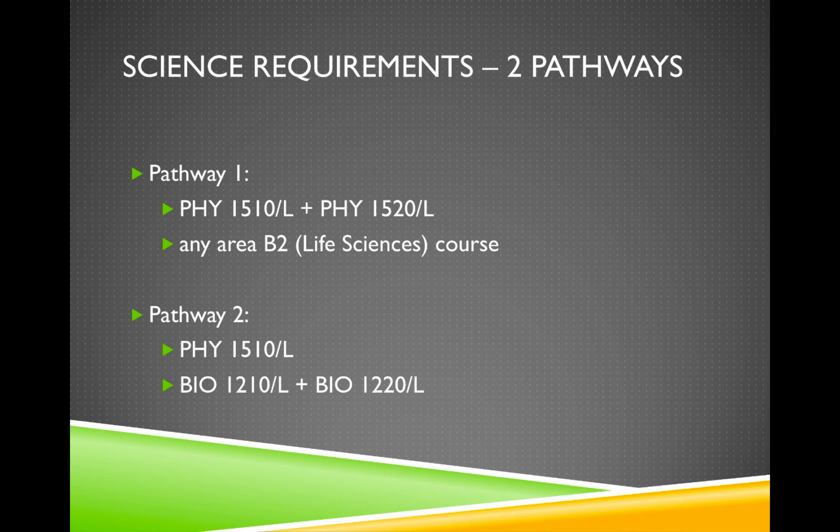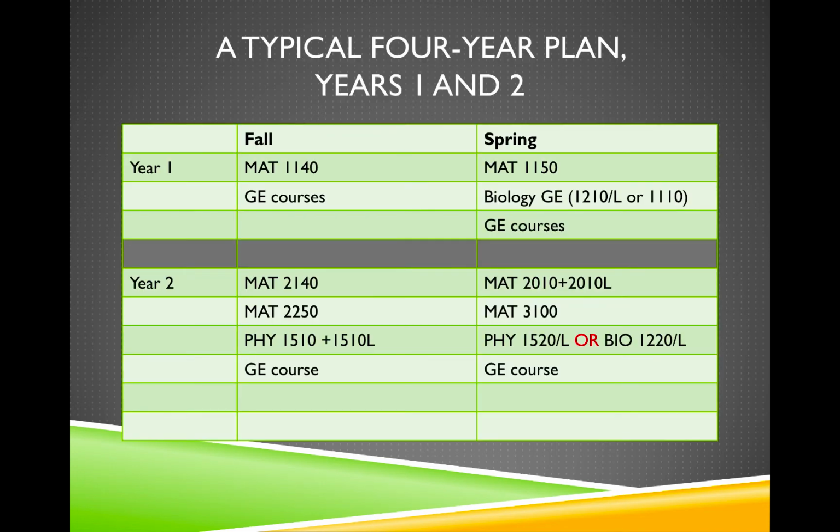You can take either one of those pathways you want, depending upon your interests. A typical 4-year plan then might look like, well, if you start in calculus, then that first term you'll be able to take calculus and other GE courses. In the spring, you can keep taking more calculus, more GE courses. This might be a good time to also try to decide whether you're going to take the physics or biology pathway described on the previous slide.